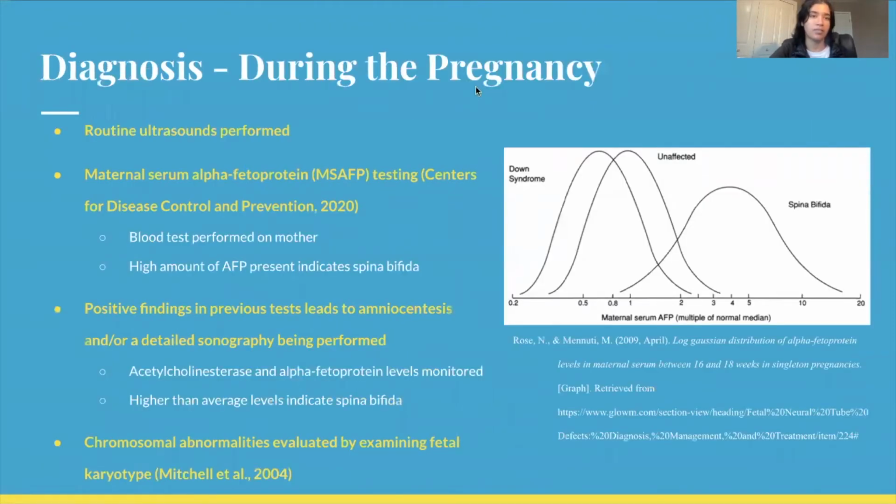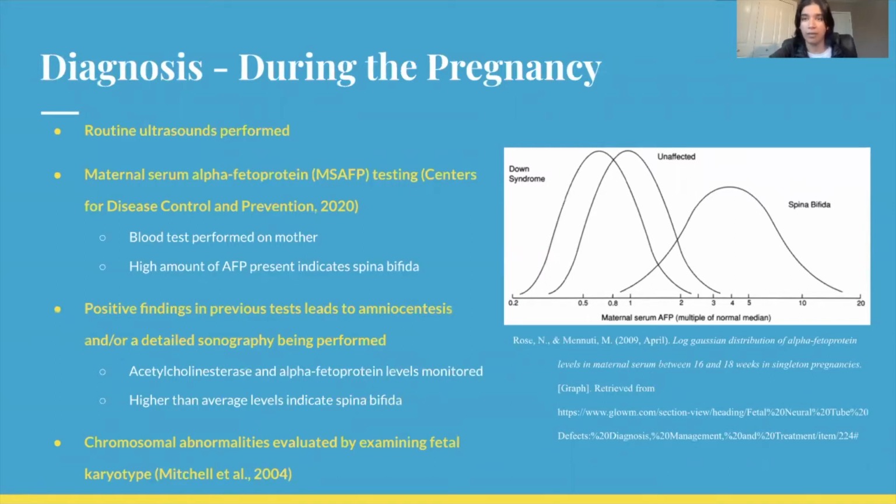Diagnosis during the pregnancy. When routine ultrasounds are performed, usually spina bifida can be diagnosed this way. There's also the maternal serum alpha-fetoprotein testing, which is a blood test performed on the mother, and if there's a high amount of AFP present, that indicates spina bifida. Positive findings in those previous tests leads to amniocentesis or a detailed sonography being performed.